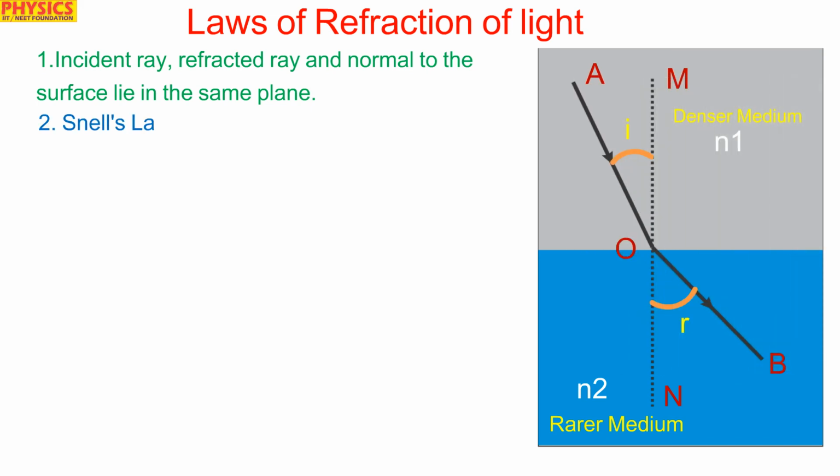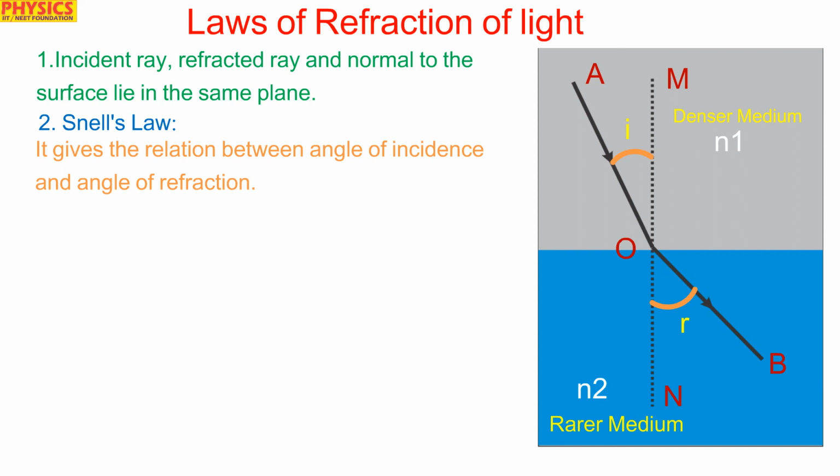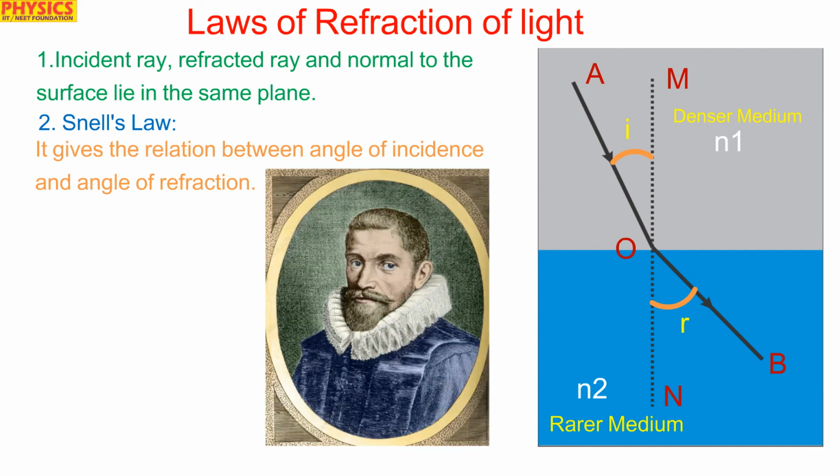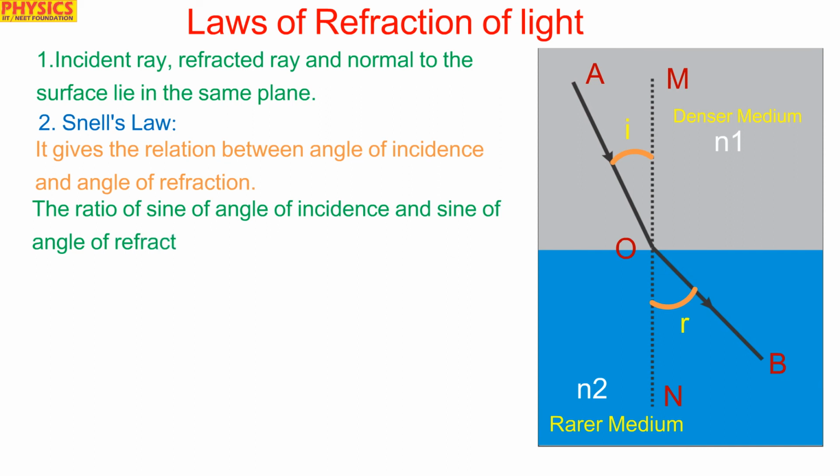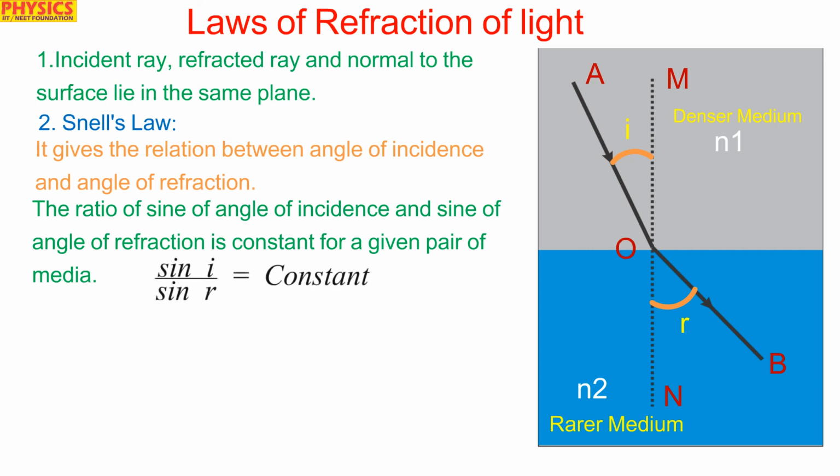Next, coming to the second law of refraction. The second law is also known as Snell's law. The second law gives a relationship between the angle of incidence and the angle of refraction. This relationship was discovered by Snell experimentally, so it is known as Snell's law of refraction. According to Snell's law of refraction, the ratio of sine of angle of incidence and sine of angle of refraction is a constant for a given pair of media. Therefore, it can be written as sine i by sine r is equal to constant.